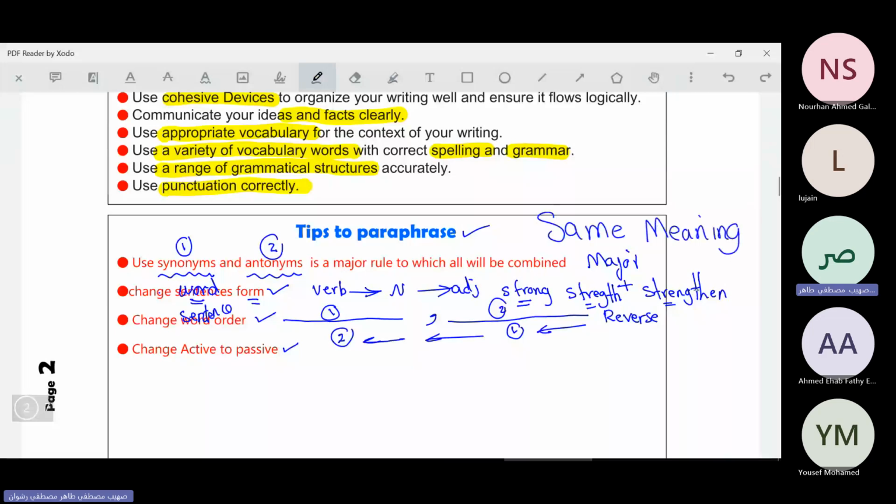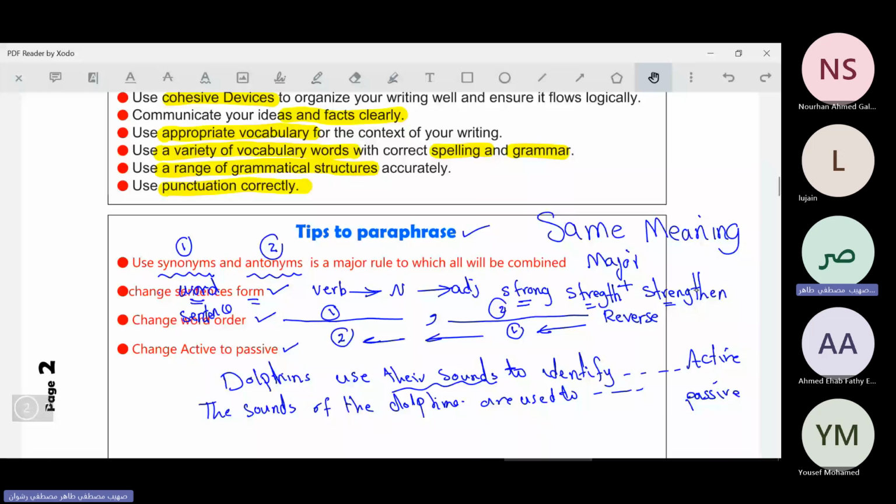Finally, and this is also really important, change active to passive or passive to active. If a sentence says "dolphins use their sounds to identify about their environment," this is an active sentence, and I can change it into a passive form. Like I can say, "the sounds of the dolphins are used to..." So you can change the form of the sentence from active to passive or from passive to active.